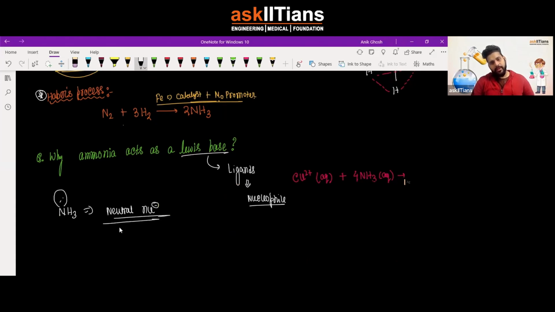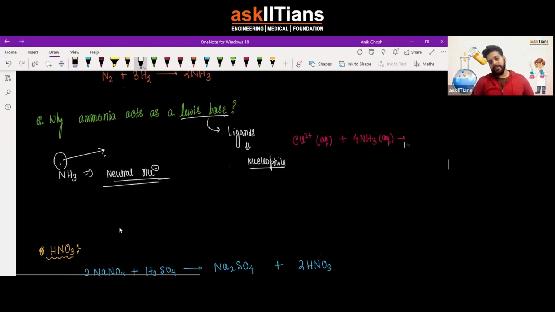It can donate its lone pair to attach with a Lewis acid. Let's go for an example. Let's say ammonia is being reacted with BCl3. BCl3 has a vacant orbital. Ammonia has a filled lone pair. So they form a coordinate covalent compound, an adduct.